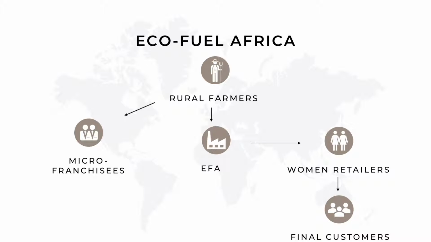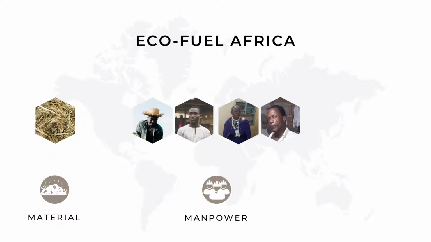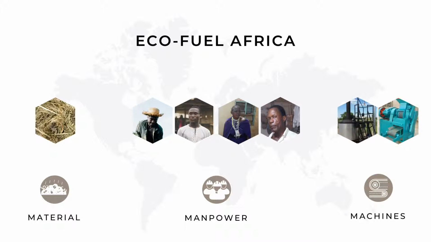The inputs of EFA's production are material, the agricultural waste; manpower, the rural farmers, micro-franchisees, women retailers, and the EFA staff; machine, a kiln for the carbonization of the waste, press machines for the preparation of briquettes, and vehicles for transporting the materials. Once the elements of production are in place, the transformation process occurs.